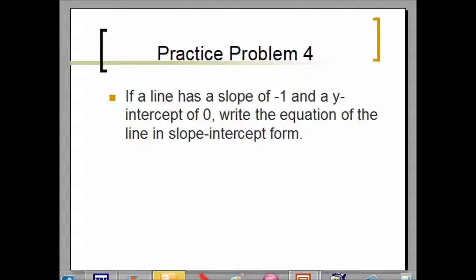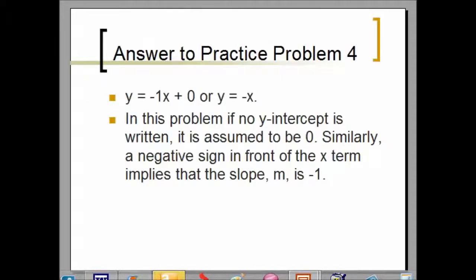Practice problem 4. If a line has a slope of negative 1 and a y-intercept of 0, write the equation of the line in slope-intercept form. Substituting into y equals mx plus b, we replace m with negative 1 and b with 0. This gives us y equals negative 1x plus 0, or y equals negative x. In this problem, if no y-intercept is written, it is assumed to be 0. Similarly, a negative sign in front of the x term implies that the slope m is negative 1.